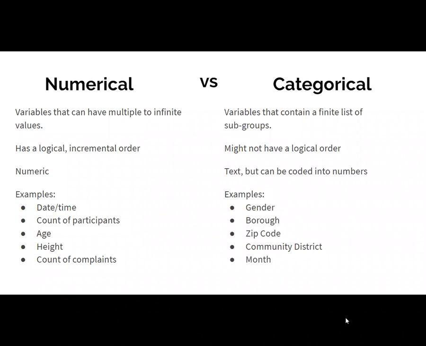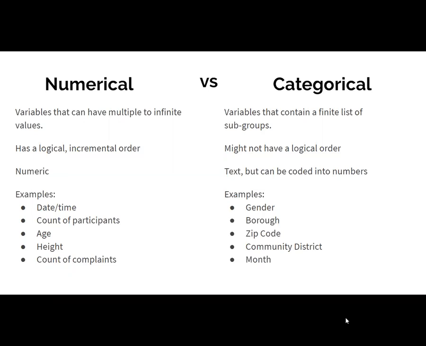Whereas categorical is a finite list. They're often subgroups and they don't necessarily have a logical order. An example might be borough. That doesn't really necessarily have an order. We might put it in alphabetical order, but they don't need to be in a certain order. There's no logic to it. It is usually text, but we can code it, right? Like Bronx we could say is 1, Brooklyn 2. But if we code it into numbers, those numbers have no real value. Just because Brooklyn is 2 and Bronx is 1 doesn't mean Brooklyn is greater than Bronx.